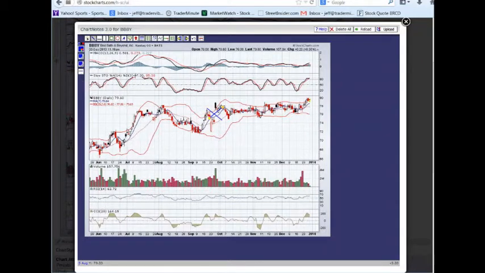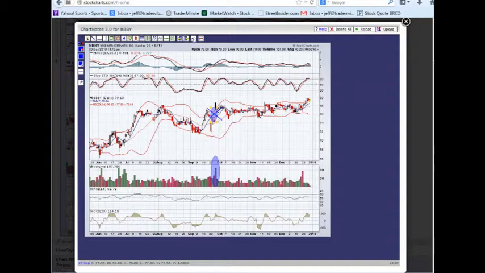Why do you think Bed Bath & Beyond would gap up like this? Something fundamentally had to happen. They either had to announce a stock buyback, a dividend increase, earnings, or maybe they were going to be bought out. There's a million different things that could happen, but something happened here, something very bullish that pushed the stock higher.